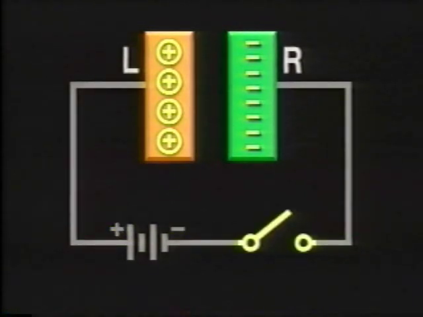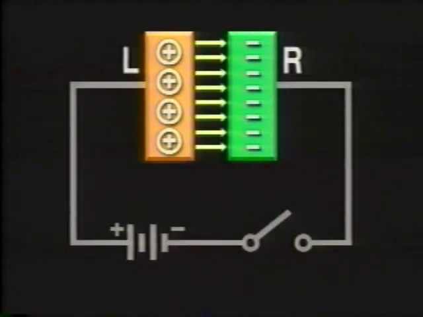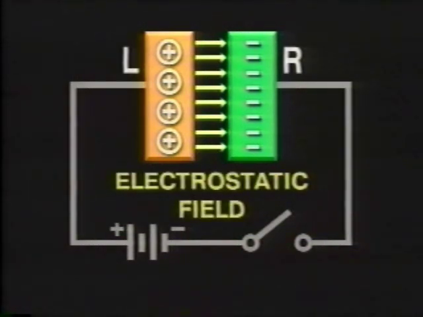When the switch is opened, the charged capacitor is disconnected from the voltage source. But within the capacitor, there is a negative charge on one plate and a positive charge on the other, causing an electric field to be developed in the dielectric between the plates. The arrows represent the electric lines of force which make up the electrostatic field. The strength of this field is directly proportional to the potential difference, or voltage, between the plates.